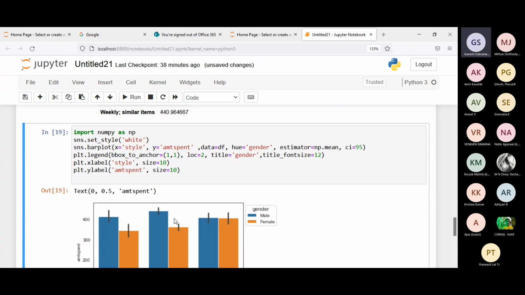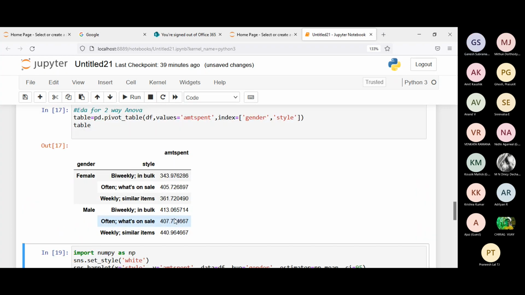Can you also flash that pivot table statement once? Yes, yes. Can you see here? Gender, females and males, there are 2 groups. Females, there are 3 groups: bi-weekly, often, and weekly. From among the female category, the biggest spenders seem to be people who come often because they're spending $405. From the male category, the biggest spenders would be male weekly customers. The lowest spenders would be basically female bi-weekly customers.